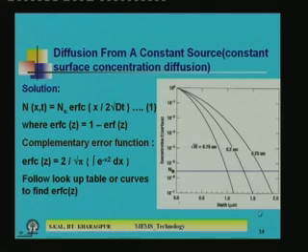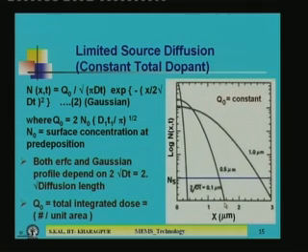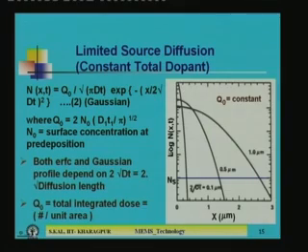There is another kind of diffusion, which is known as constant total dopant. Constant total dopant means that at the surface of the silicon the supply of dopant atoms is not infinite. A fixed amount of dopant is supplied, and then you cut the supply of impurity atoms. As a result, the dopants lying on the surface go gradually deeper into the silicon layer, and the surface concentration goes down.